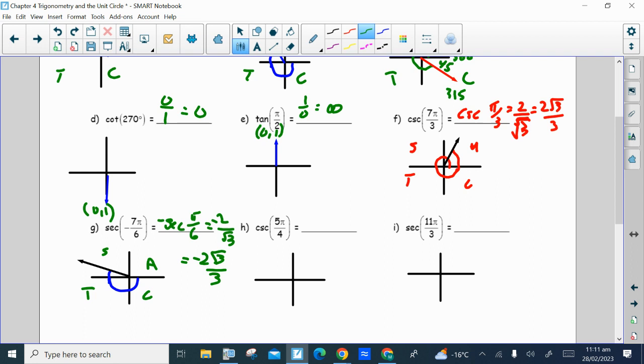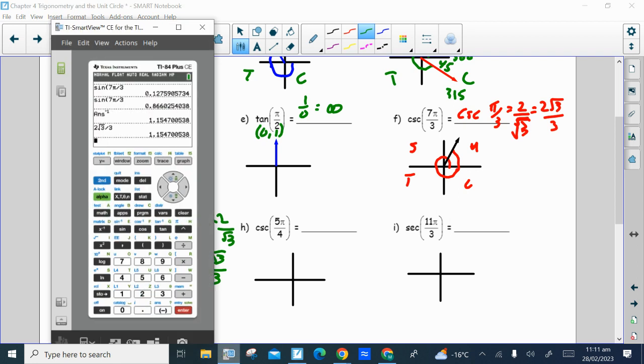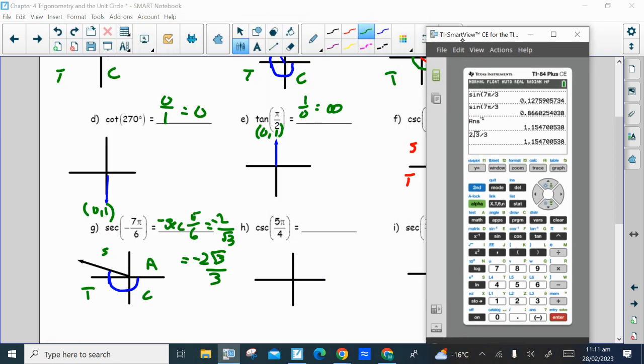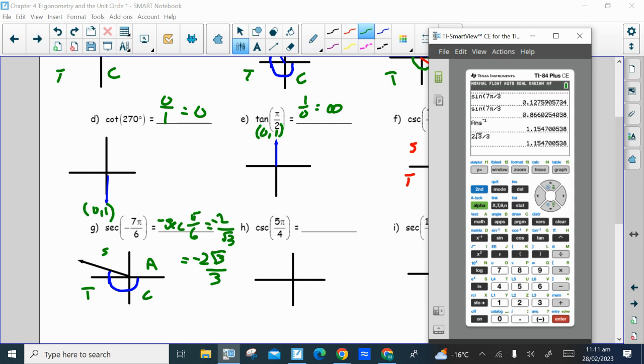So we just did that on our calculator. We have that decimal there. It's that 1.154. So if you do the cosine of negative 7 pi on 6, and then take the reciprocal of that, we'll get that same decimal, only now it's negative. Okay, so it checks.